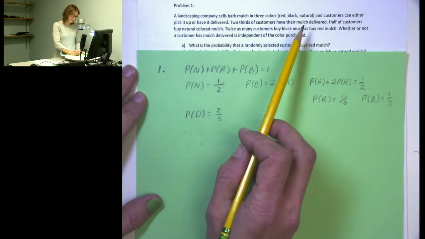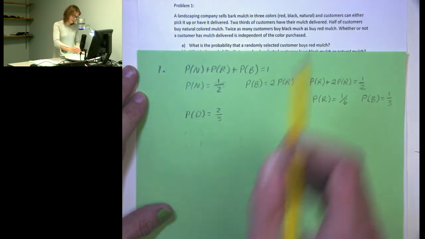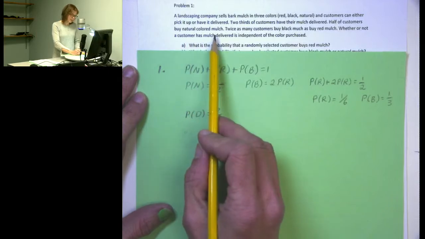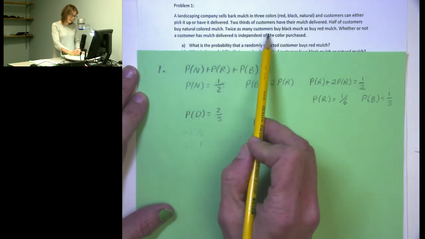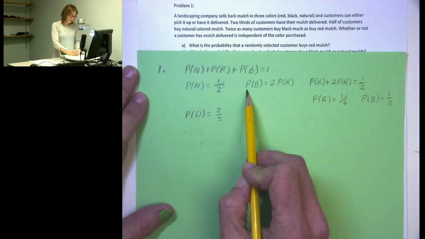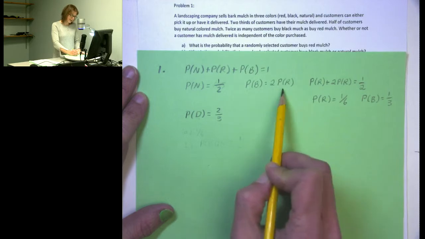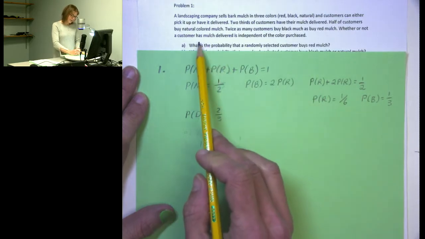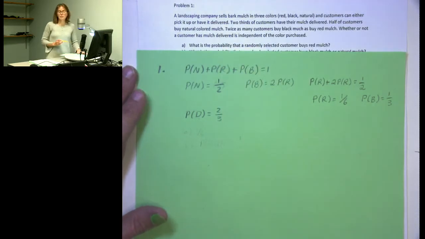2/3 of customers have their mulch delivered, so the probability of D, delivered, is 2/3. Half of customers buy natural colored mulch, so the probability of natural, P of N, is 1/2. Twice as many customers buy black mulch as red mulch, so the probability of black is twice the probability of red. And whether or not a customer has mulch delivered is independent of the color purchased.